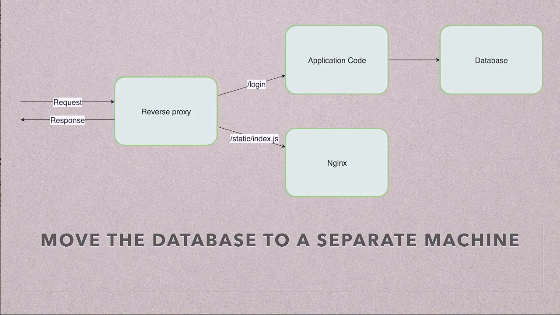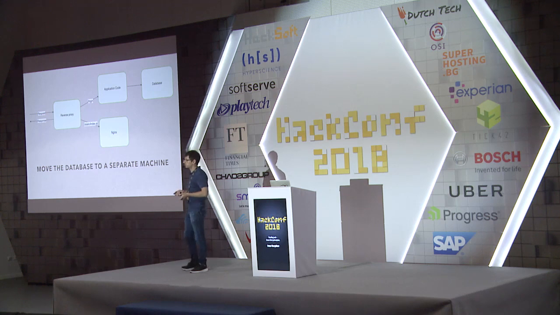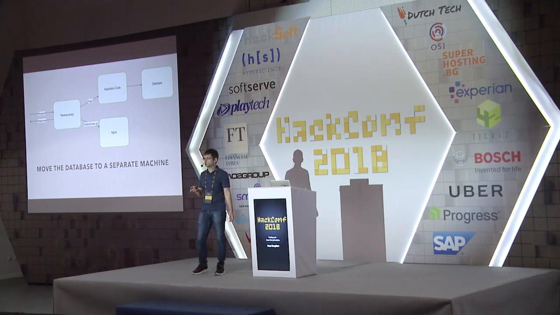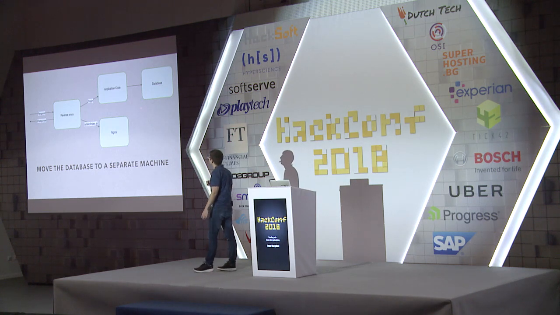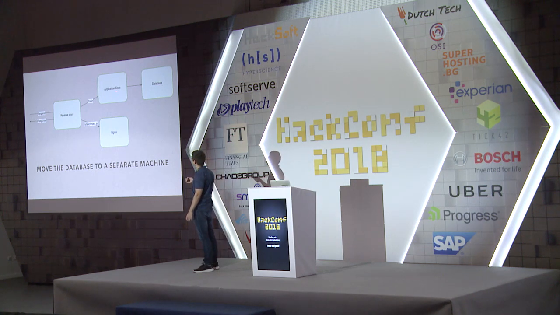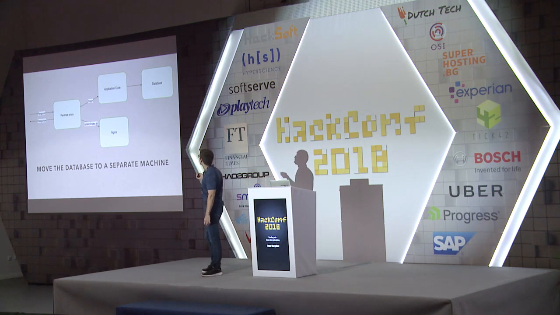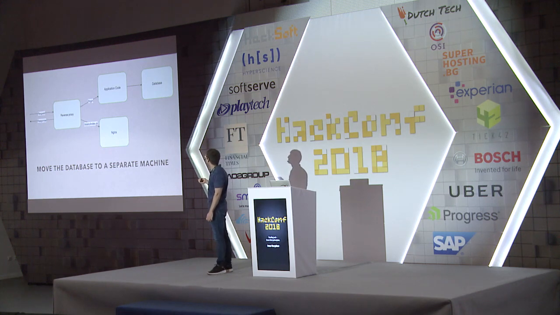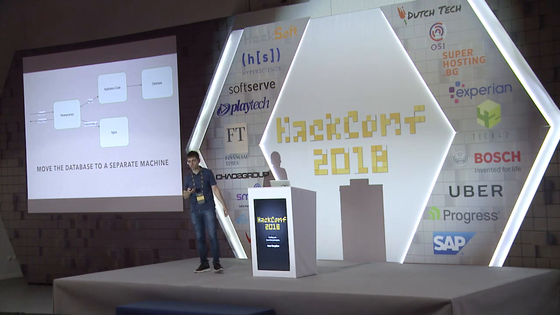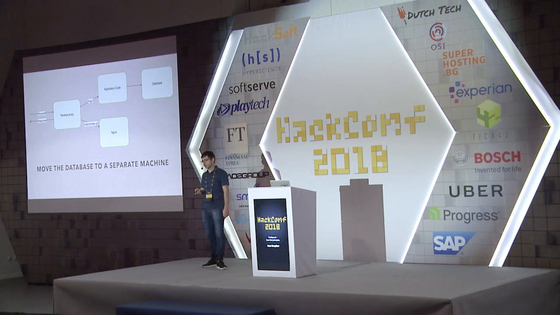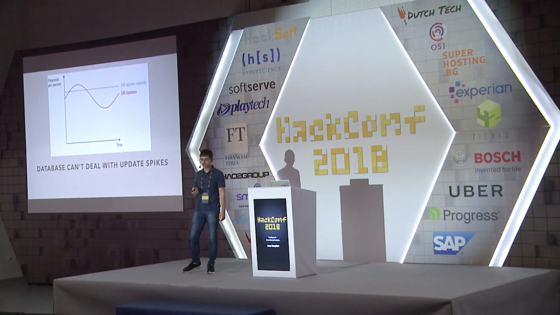For example, your database might need a very fast hard drive or an SSD, and your application code might need a lot of CPU. You can get a very fast, CPU-heavy machine with many CPUs for the application code, and a machine with a lot of RAM and a very fast disk for the database. You can scale them separately, and it's all nice and good. Okay, so now let's go to something a bit more complicated.